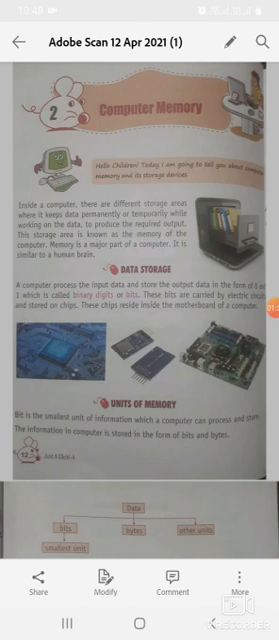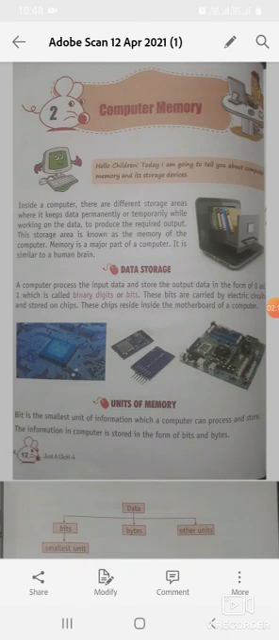Data storage. A computer processes the input data and stores the output data in the form of 0 and 1, which is called a binary digit or bit. These bits are carried by electronic circuits and stored on chips. These chips reside inside the motherboard of a computer. Unit of memory. Bit is the smallest unit of information which a computer can process and store.